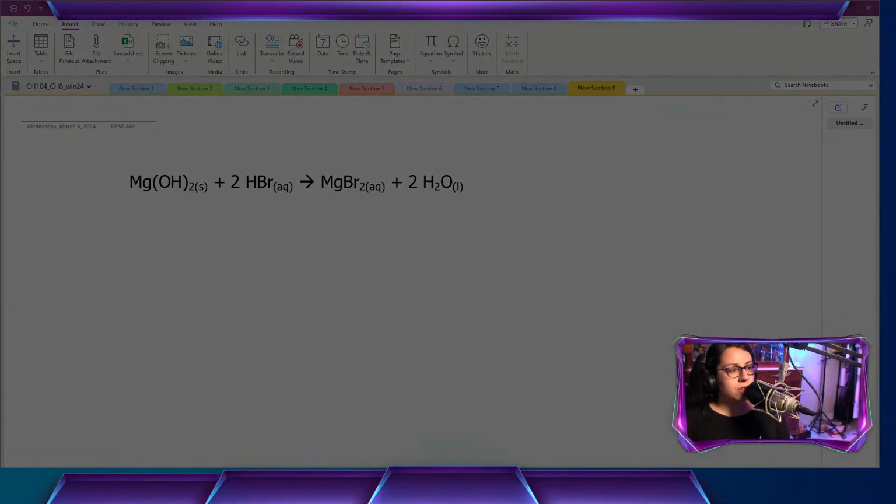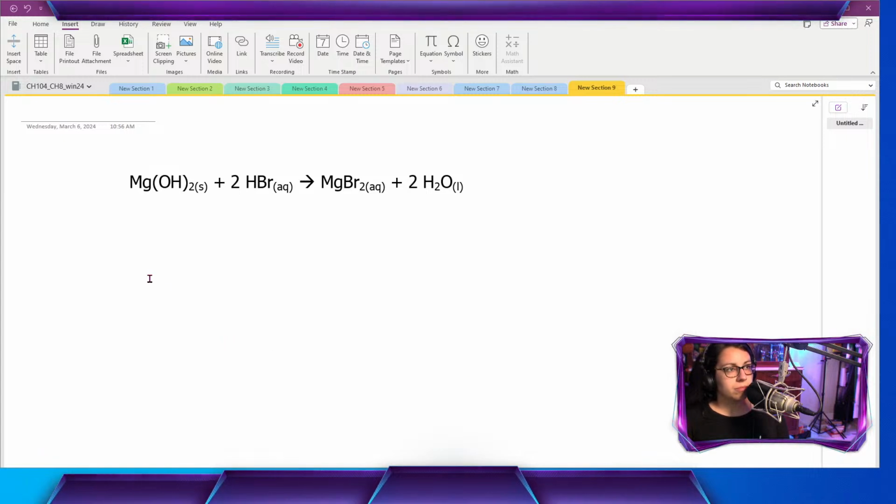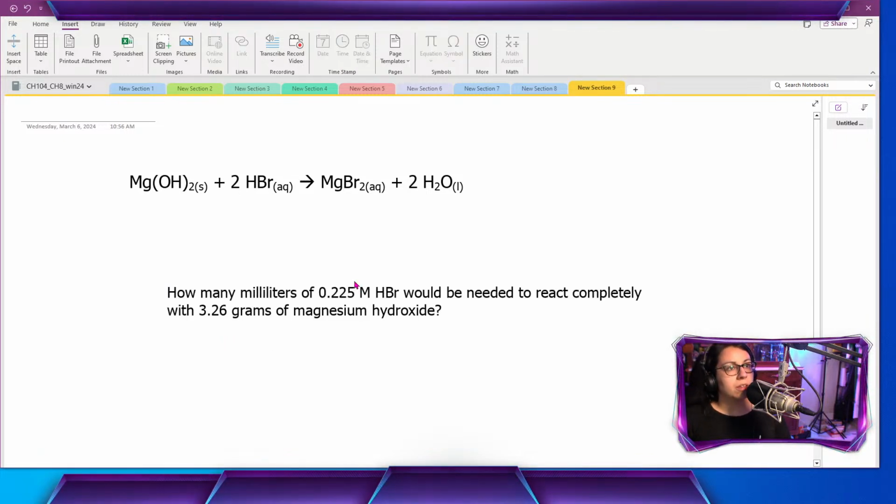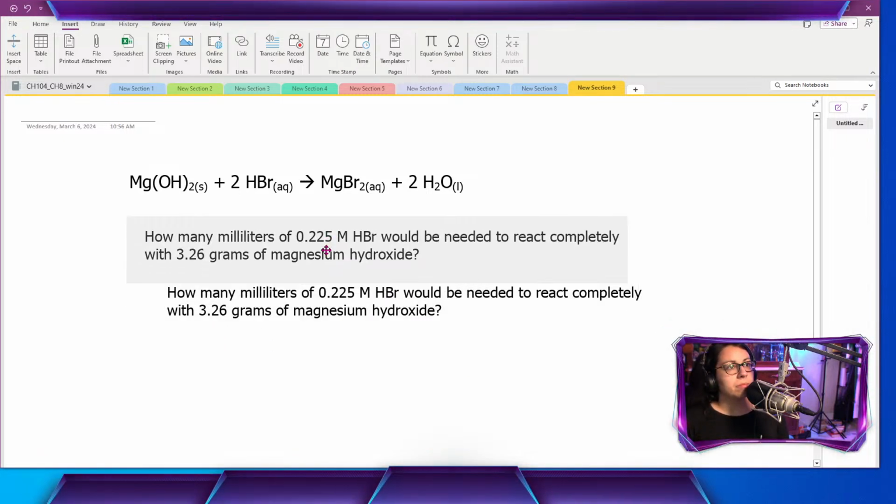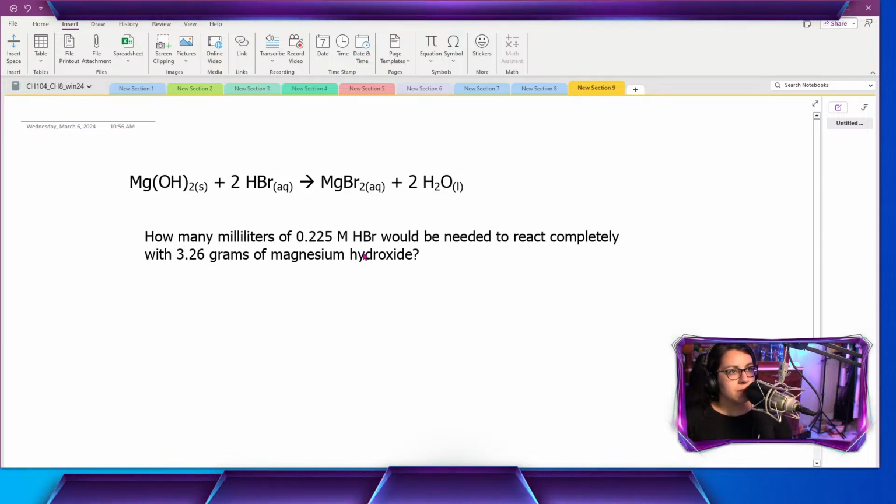And let's try this one. So it says, how many milliliters of 0.225 molar HBr would be needed to completely react with 3.26 grams of magnesium hydroxide? So try this out for a second, and then we'll go over it.